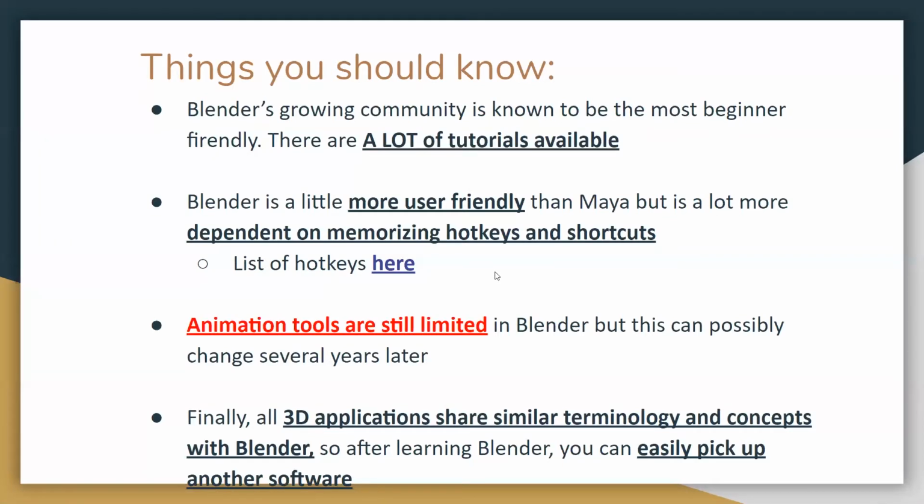However, in Blender, animation tools are still very limited. That can possibly change in the next several years, but for now, you can animate. Just to be clear, you just can't animate things that are too complex. Complex animation would be something like character animation. Yeah, I can talk about that later. Now, finally, if you learn Blender, a lot of its terminology and concepts are shared between the other 3D software that I mentioned. And you can easily pick up another software once you get the hang of this.